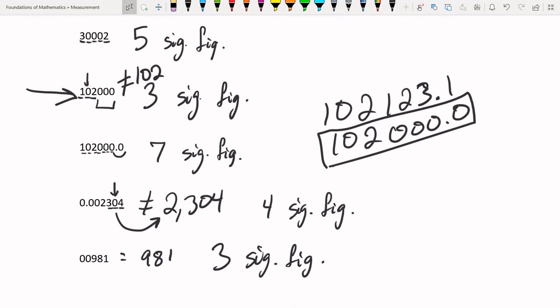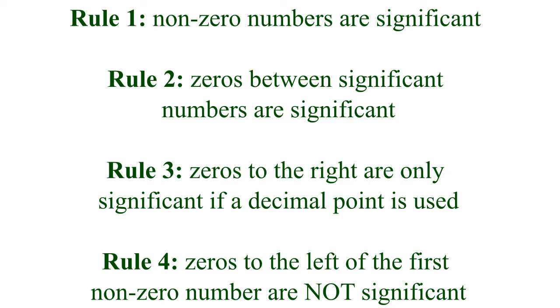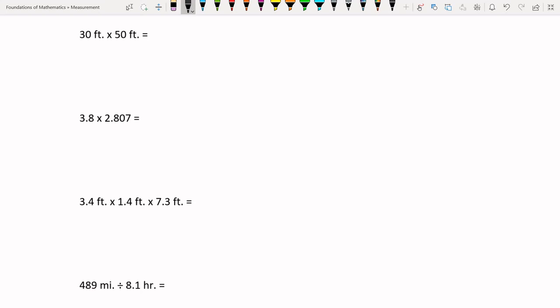Okay, now let's do some problems with this knowledge of these 4 rules that we had. Again, the first one is any non-zero number is significant. Any zero is significant if it is between non-zero numbers. A zero to the right of a number is only significant if the decimal point is written. And the last one is any zero to the left of the first non-zero number is not significant. Now we can look at these problems and round to the nearest significant figure. Now you always round to the significant figures in the answer that has the least in the problem.